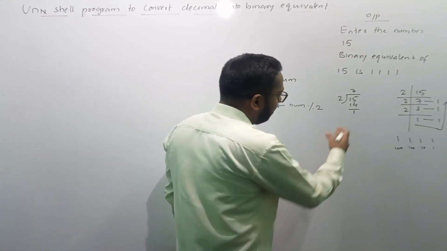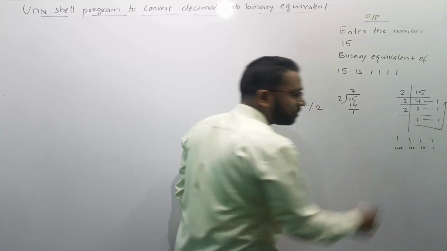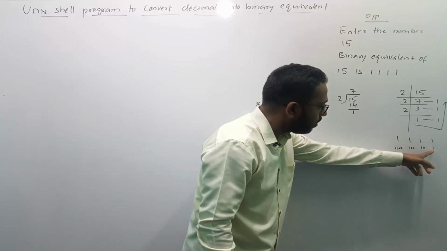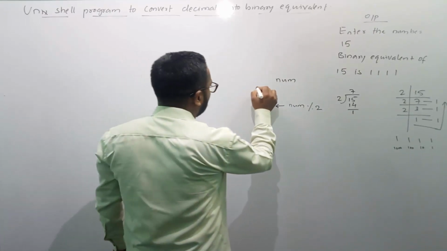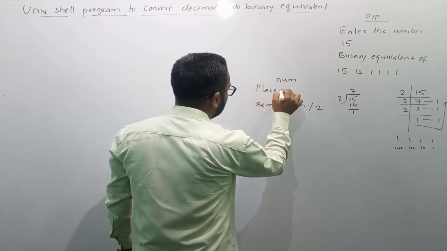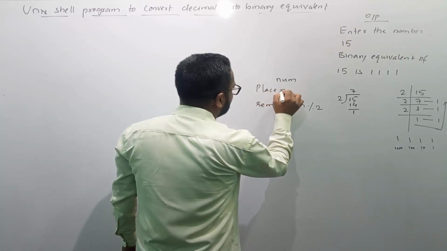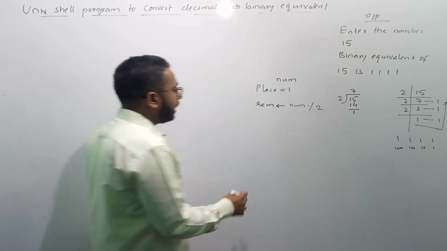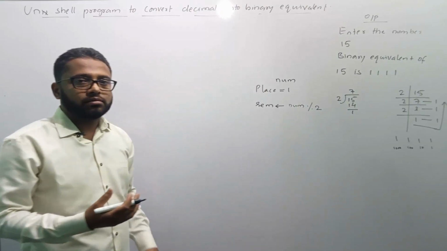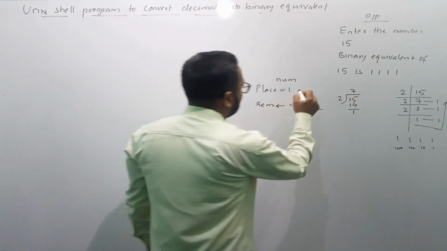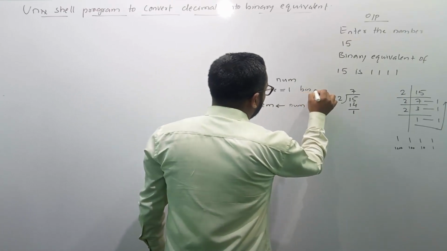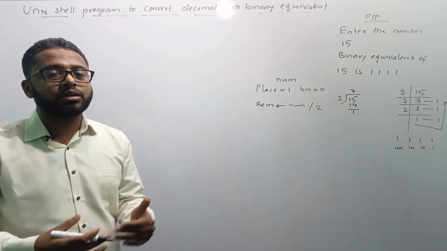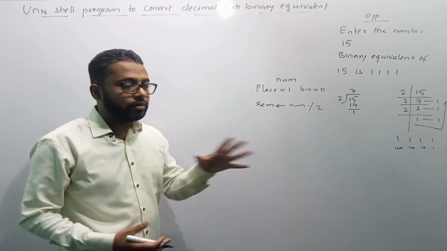Next, I am finding the first bit of this binary number. As you know, the place of this 1 is 1. So I need to create one more variable with the name place, and I need to initialize it to 1 at the very beginning. Next, since I am calculating a binary number, we need to create one more variable with the name binary, and I need to initialize it as 0. This is the variable inside which we are going to store the binary equivalent of 15.